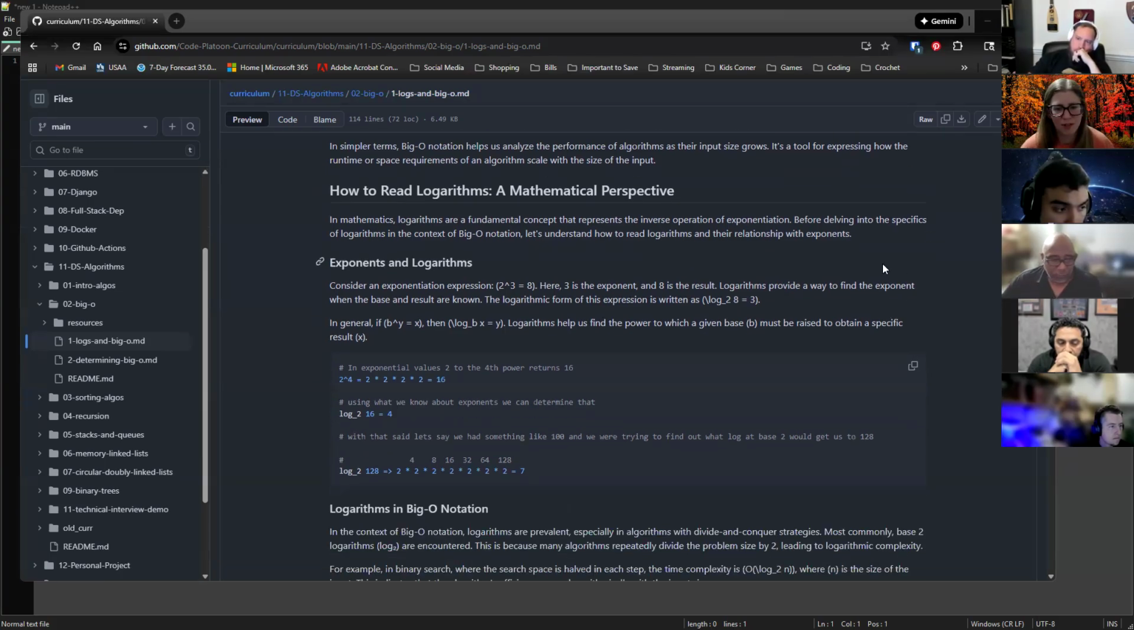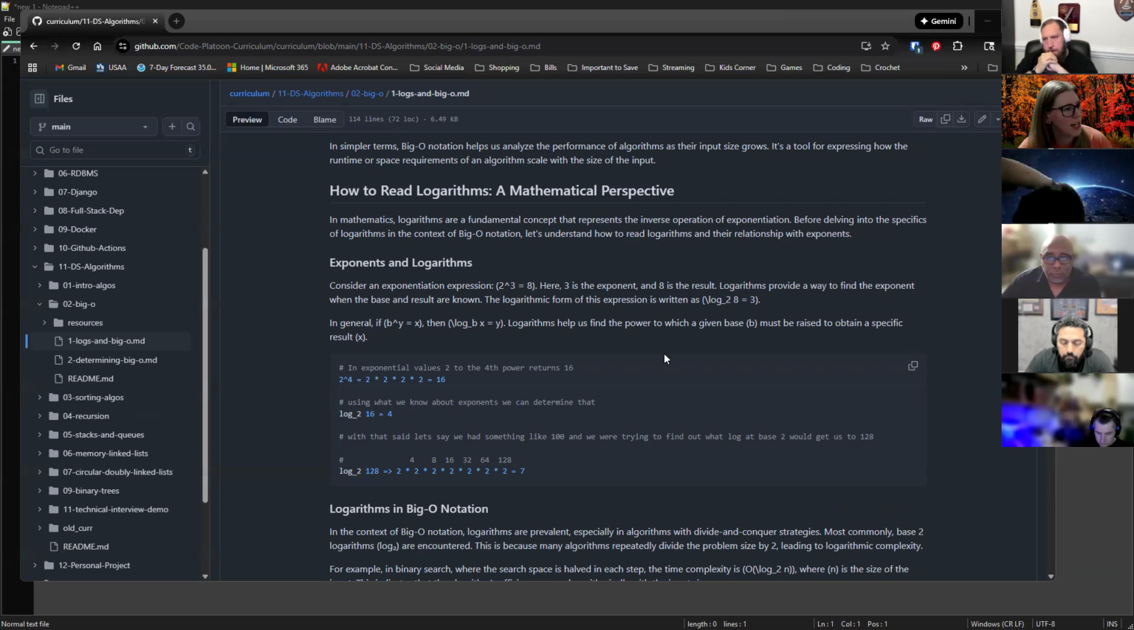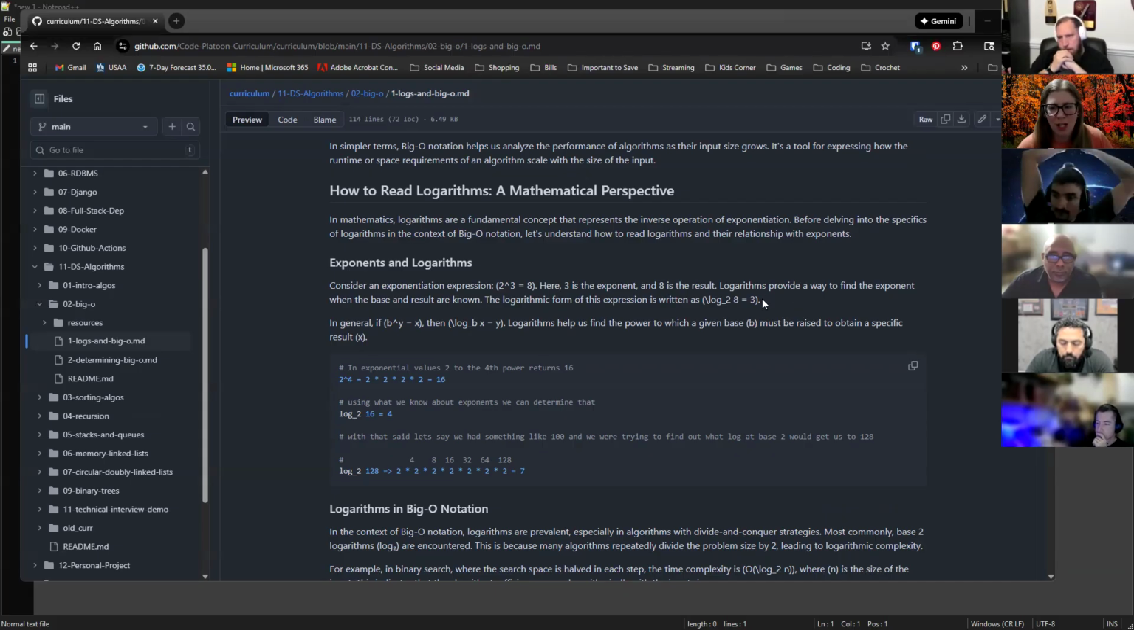I'm not going to put this in the text pad. We'll just look through the README and try to understand this together, because it's going to look the exact same in the text document I have behind. But everybody knows exponents, right? 2 to the power of 3 equals 8. We're pretty good with exponents. That's a pretty basic math expression that we should all be somewhat familiar with.